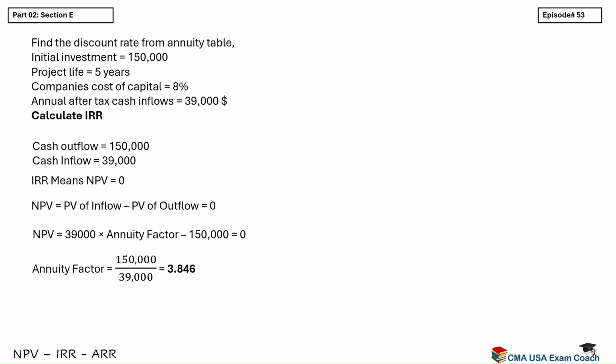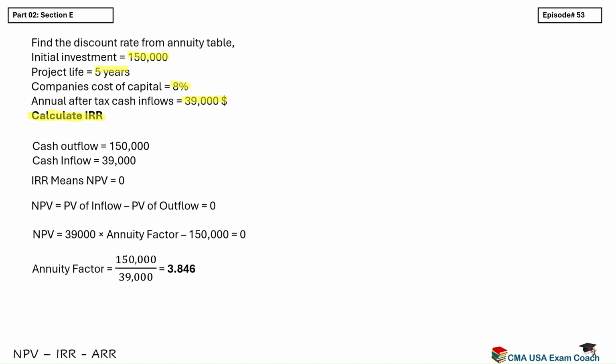Let's solve an example to find the internal rate of return, or IRR, using the annuity table. We have a project with an initial investment of $150,000, a project life of 5 years, and annual after-tax cash inflows of $39,000. The company's cost of capital is 8%, but our goal is to find the IRR, the rate at which the project's NPV becomes zero.